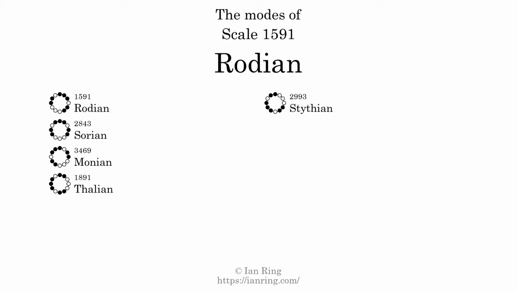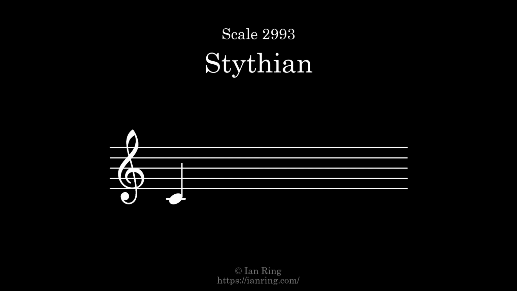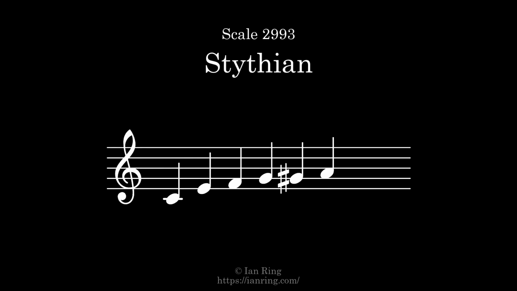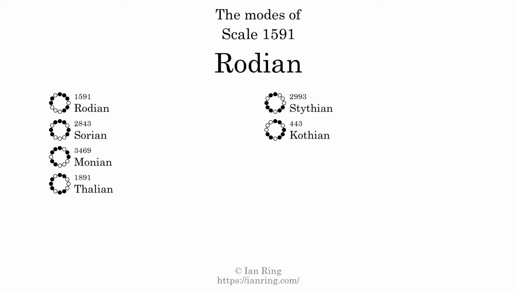The fifth mode is scale 2993, also known as Scythian. It sounds like this. The sixth mode is scale 443, also known as Cothian. It sounds like this.